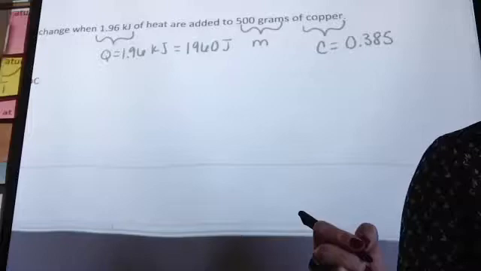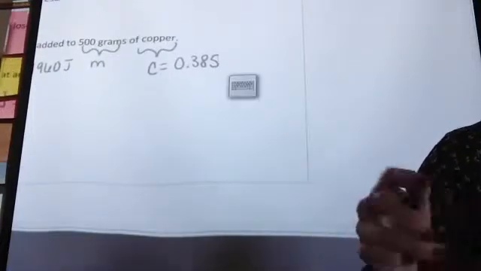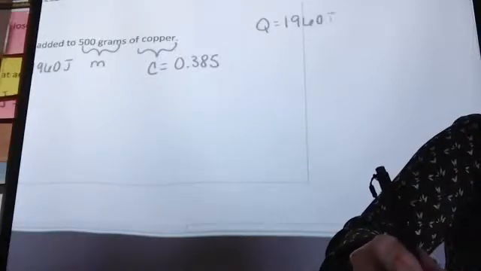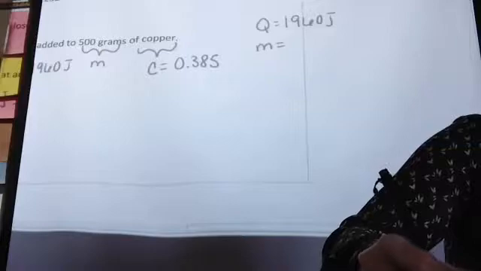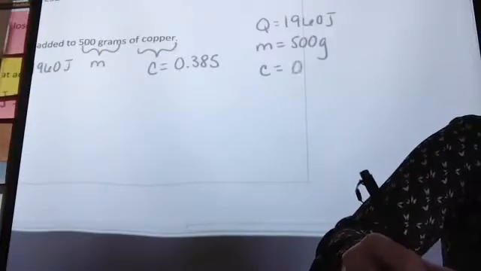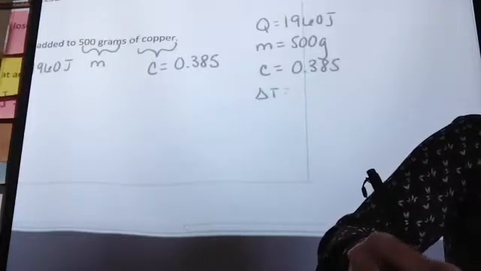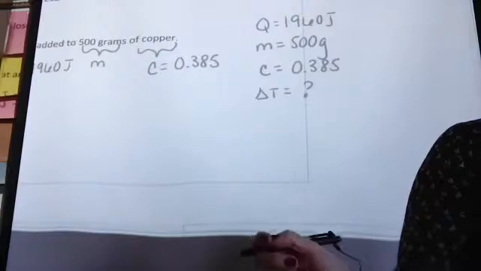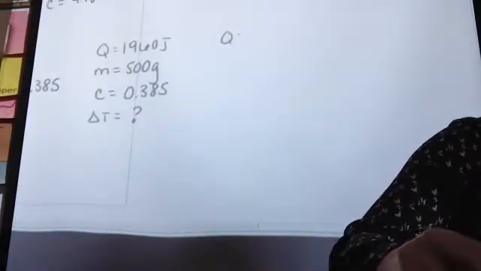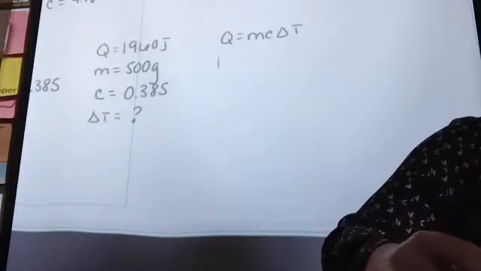Now I figured out what the problem gives me. I figured out what equation to use. I'm going to list my variables just like last time. My Q is 1,960 joules. My mass is 500 grams. My C, which is my specific heat constant, is 0.385. And the problem is asking me for my change in temperature. Write out your equation, Q equals mc delta T. Plug in the variables that it gives you.